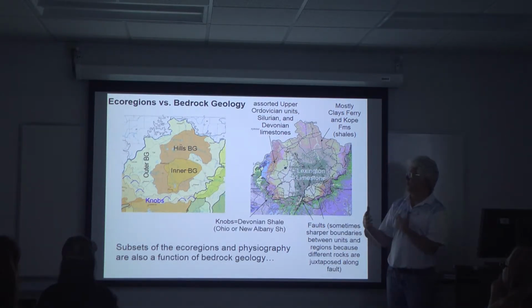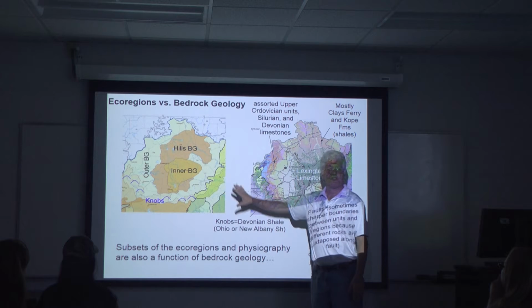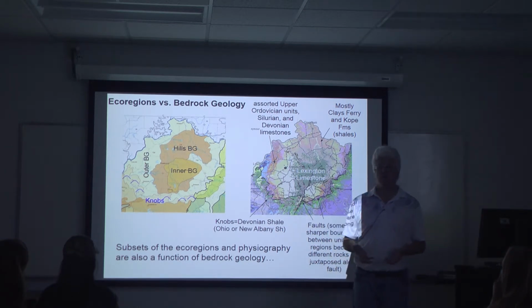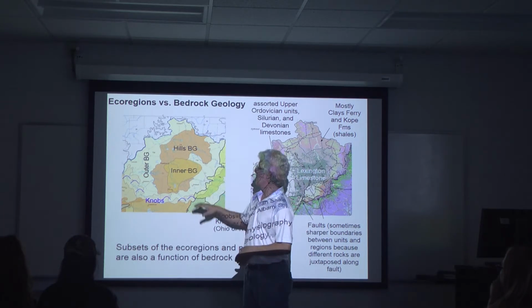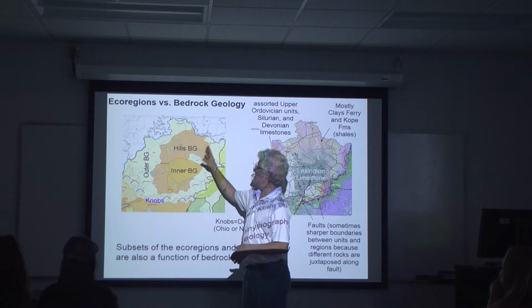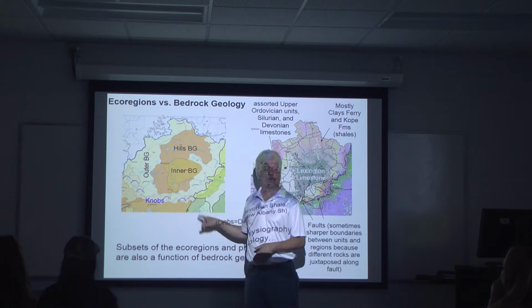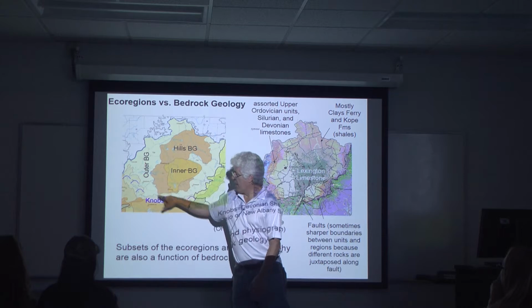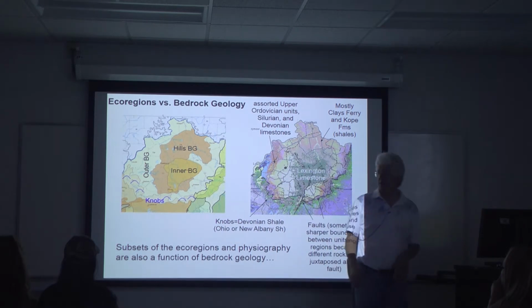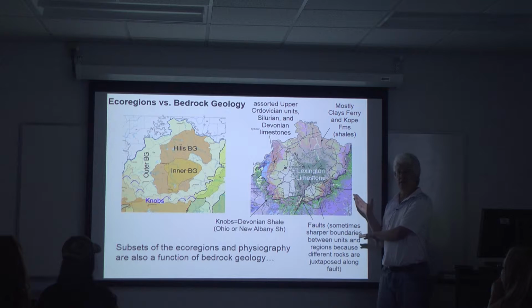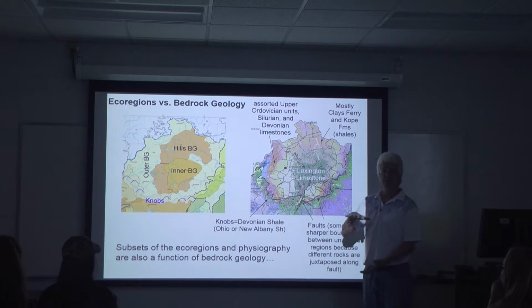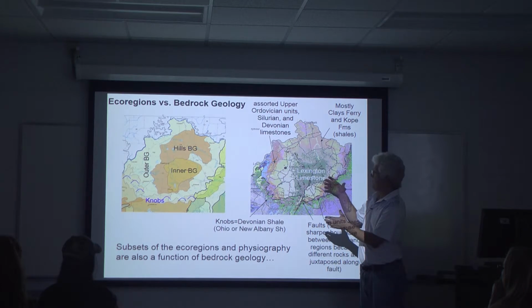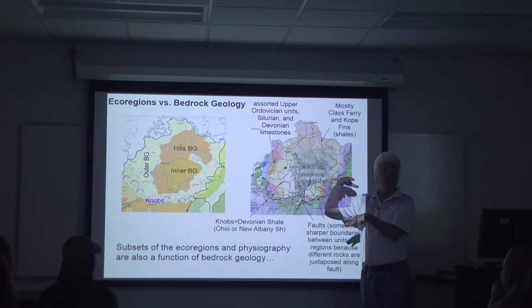All right, so to break down a little bit further, this is the ecoregions map and some of the subdivisions of the ecoregions. So you have the inner bluegrass, pretty much in the Lexington area here. Then you have this subdivision called the hills of the bluegrass, and then you have the outer bluegrass, and then it's bordered by the knobs area, which is a different region. If you compare that to a more detailed geology map, this green area here is the Lexington limestone. It's relatively thick-bedded limestone. When you get to the edges of that, you're starting to get units on top that have more shale in them.